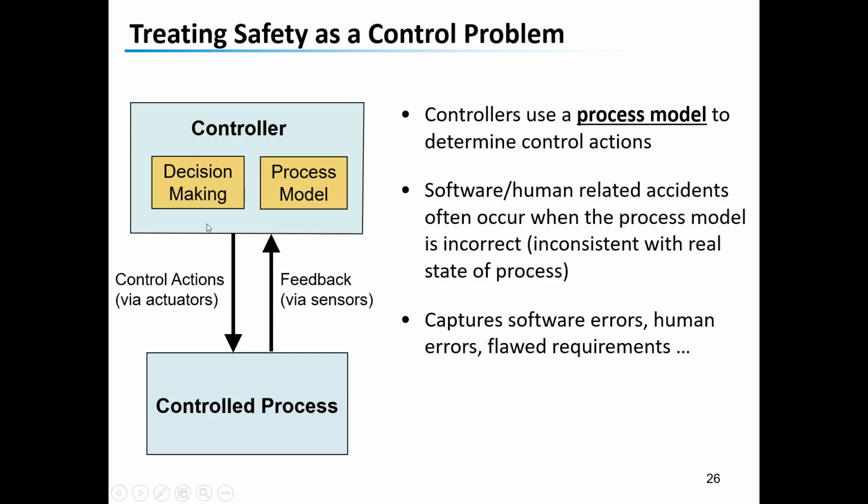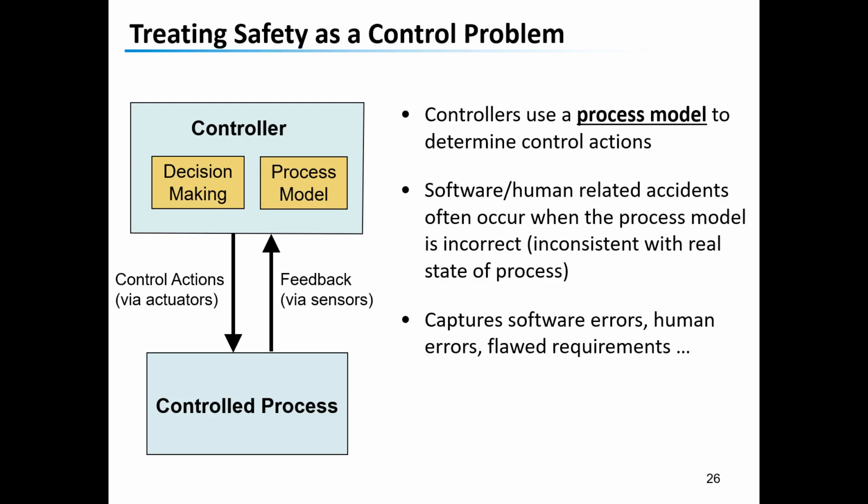This is a feedback control loop, which means that the controller issues control actions like increase thrust or whatever, and gets feedback via sensors that tells us what the result of that control action was, what state the control process is in.